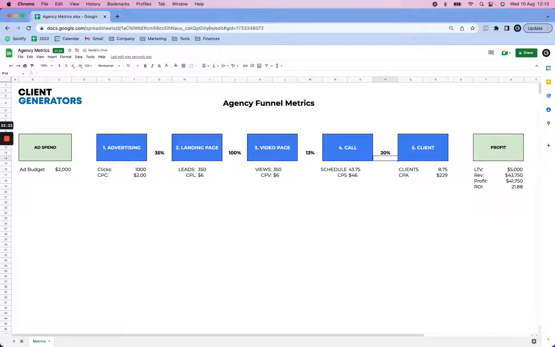And again, with the same amount of ad spend here, you can see that if we do our job correctly for our clients, and we get these numbers across the funnel, you can see how crazy profitable it'll be if they are only selling a 5K coaching program. $2,000 in, 43 calls, 8 or 9 clients. That means a total revenue of $43,000, a profit of $41,000, which means a 21 return on ad spend.